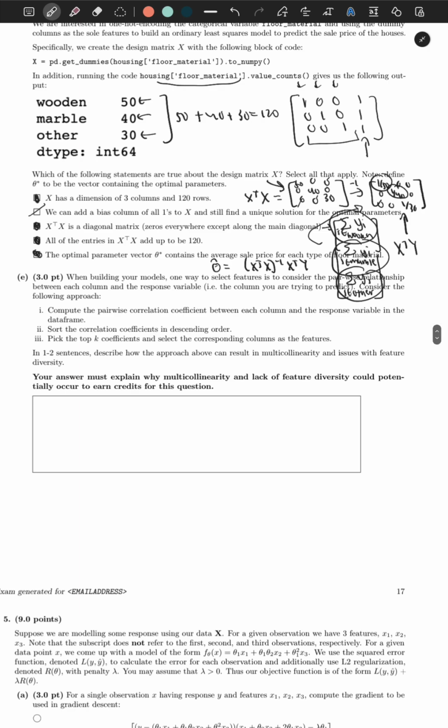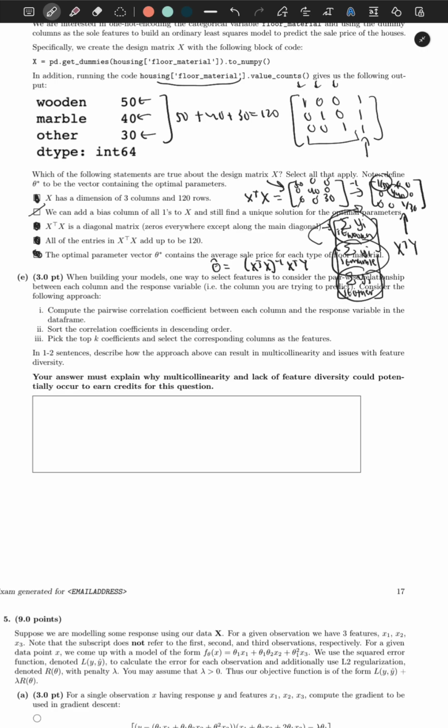Okay, moving on to option E. When building your models, one way to select features is to consider the pairwise relationship between each column and the response variable. Consider the following approach. So we first compute the pairwise correlation coefficient between each column and the response variable in the data frame. We sort the correlation coefficients in descending order, and we pick the top k coefficients and select the corresponding columns as the features. In 1 to 2 sentences, describe how the approach above can result in multicollinearity and issues with feature diversity.